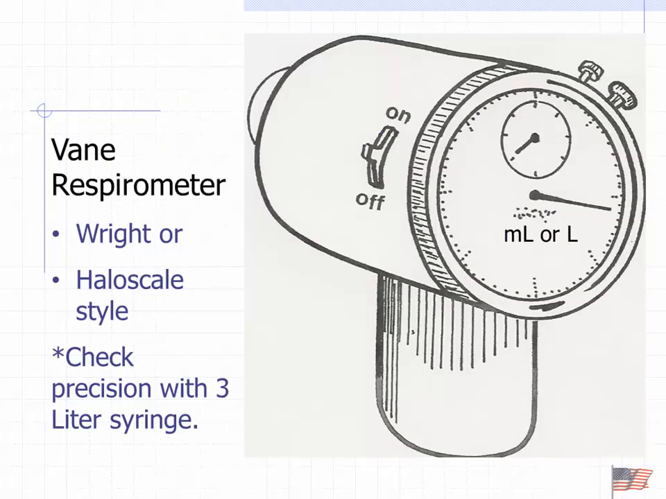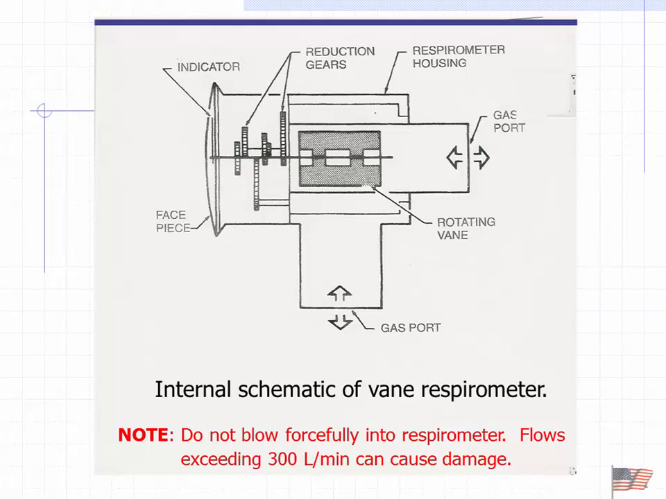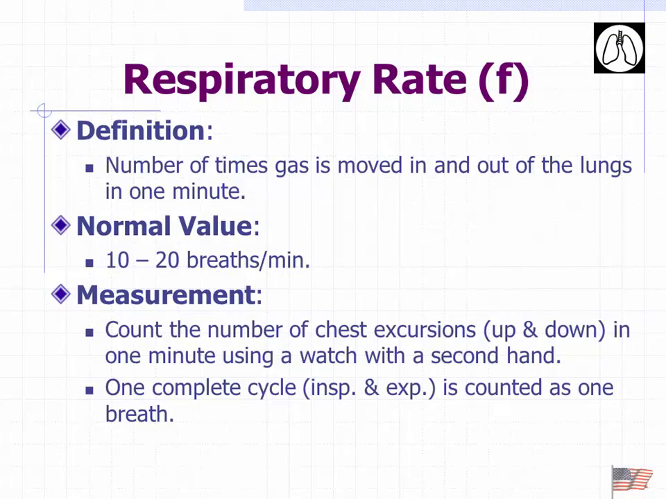There's our vane respirometer that we used, and we can verify precision with the 3-liter syringe, to make sure it's functioning properly. Internally, you can see there are those vanes. They're connected to some gears, and that's how it ends up working. Not that you care.